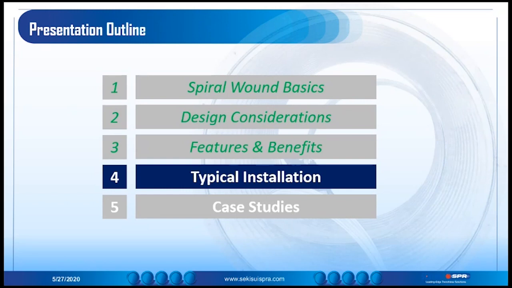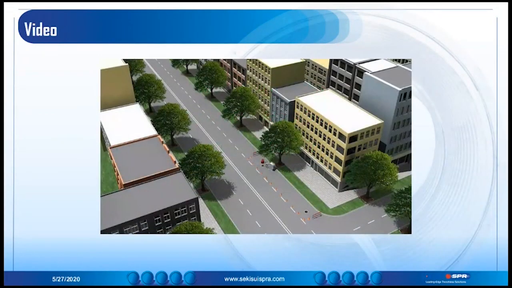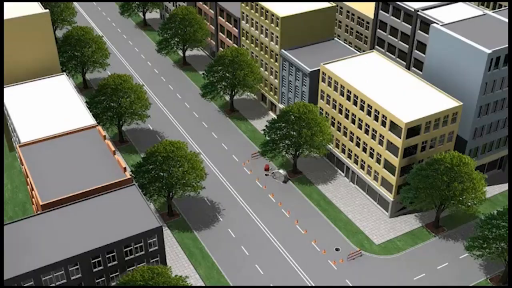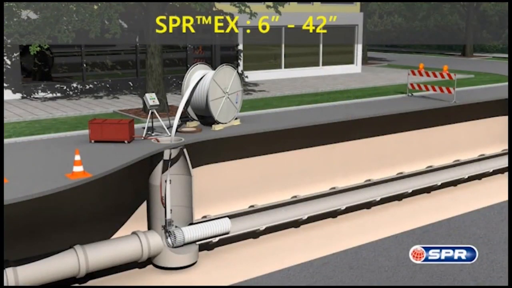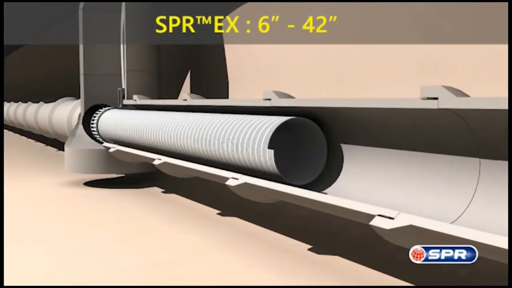So here in the typical installation, we want to give you an overview of our 3 different installation processes to give you an idea of how we install our liners. Small construction footprint, as you can see. We've got it set up at 2 access chambers here. The first product is SPR RTF. This is for 6-inch through 42-inch diameters. This is a tight fit liner.